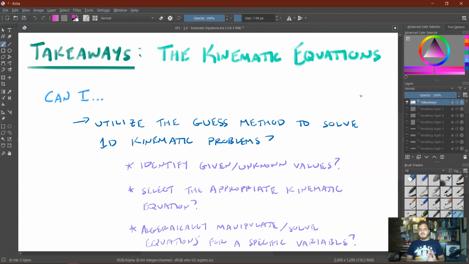So specifically, we want to make sure we can identify the given and unknown values when we see one of these problems. Can we select the appropriate kinematic equation, which is something that you've got to make sure you're able to do? And additionally, can we algebraically manipulate the equation and solve it for the variable that we currently care about?